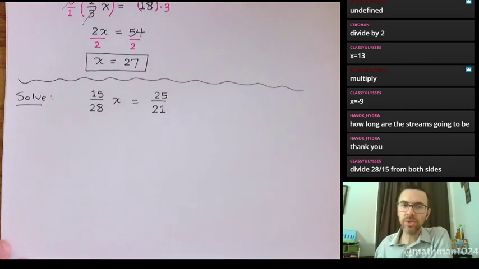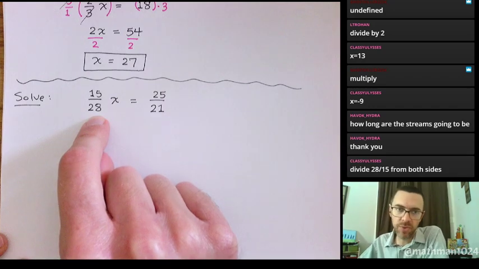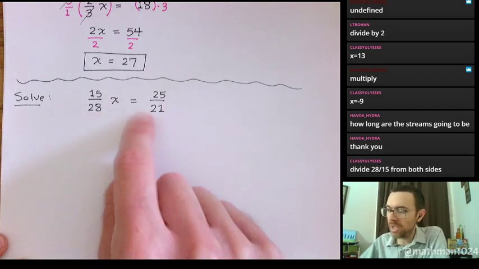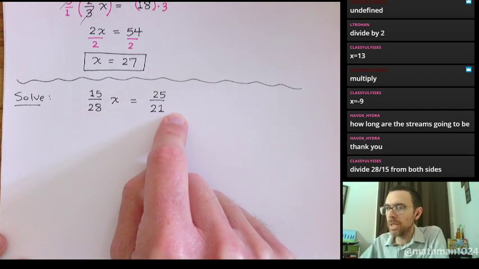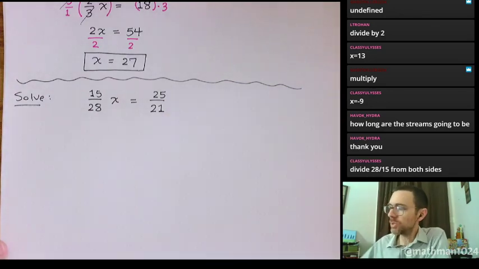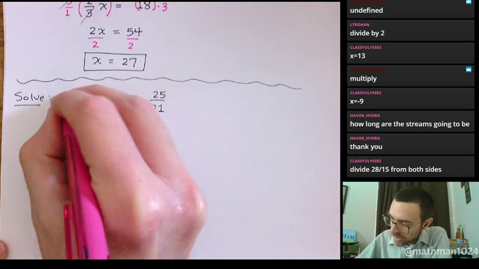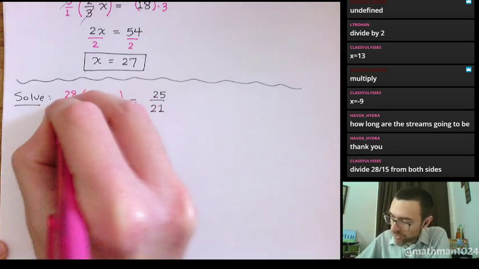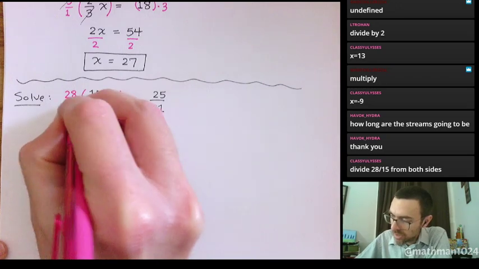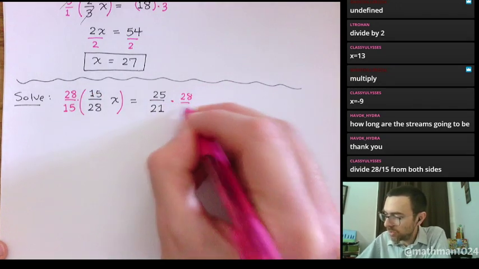So there are two things that we can do here. One of those is to straight up divide by this coefficient, so we can divide both sides by 15 over 28. But better than dividing by a fraction, let's do what we did in the last problem, which is to multiply times the reciprocal. So the reciprocal is 28 over 15. So let's multiply both the left side and the right side by 28 over 15.